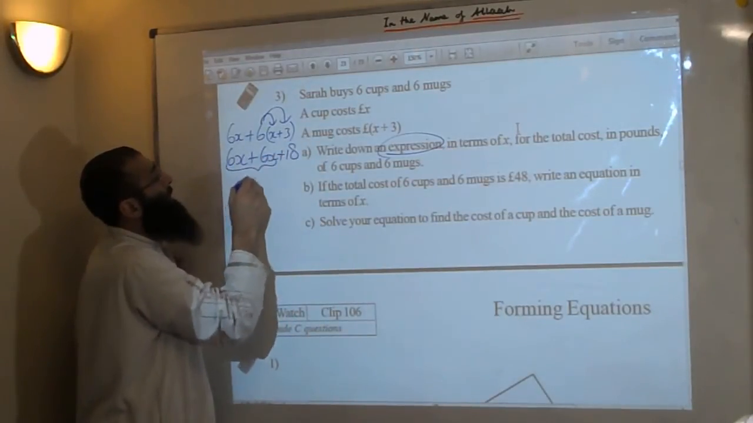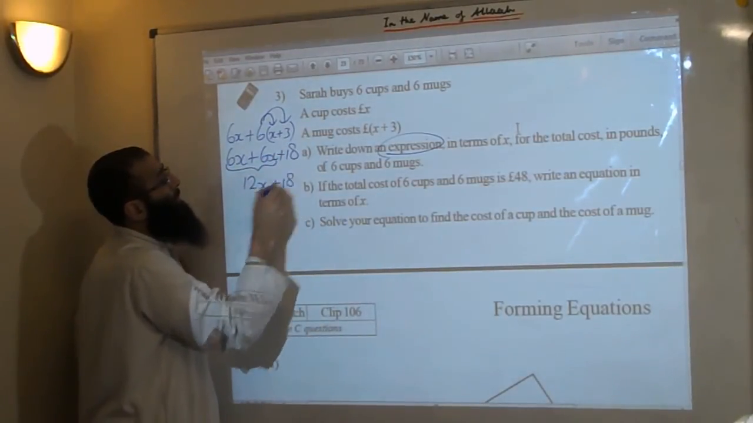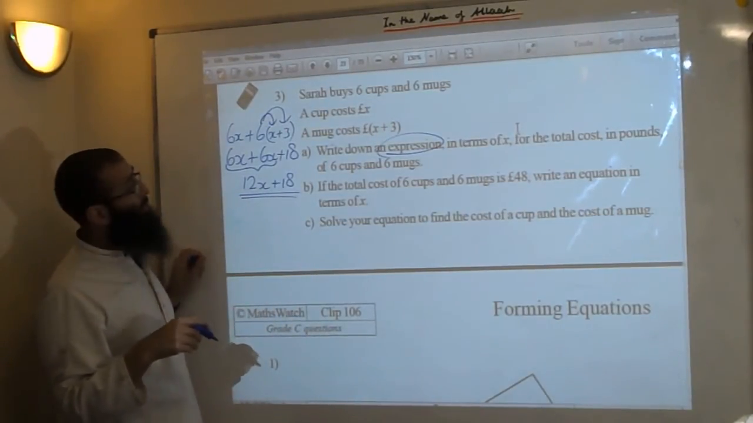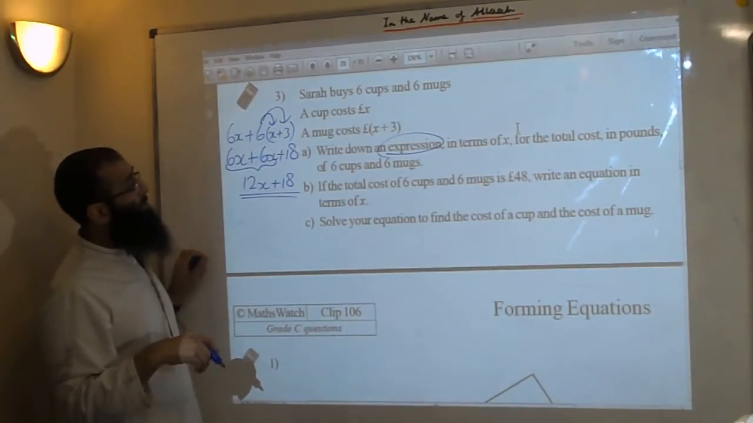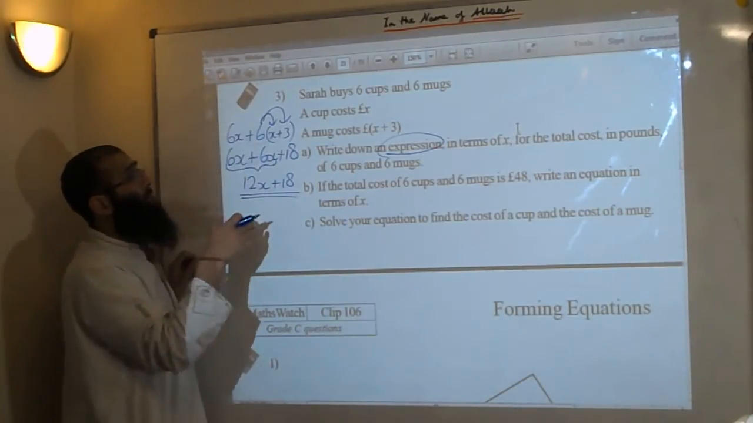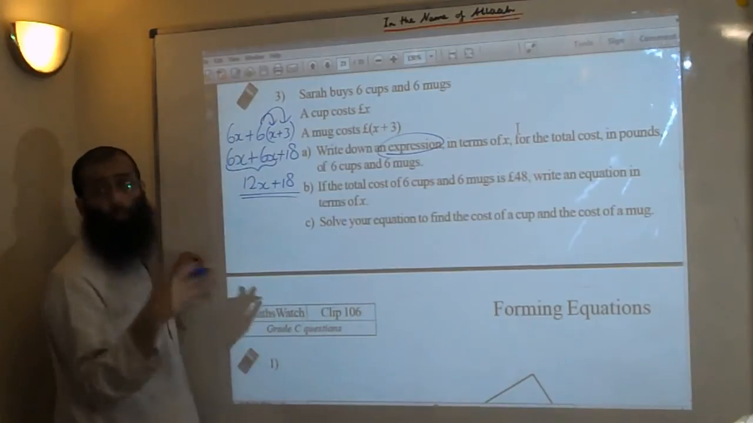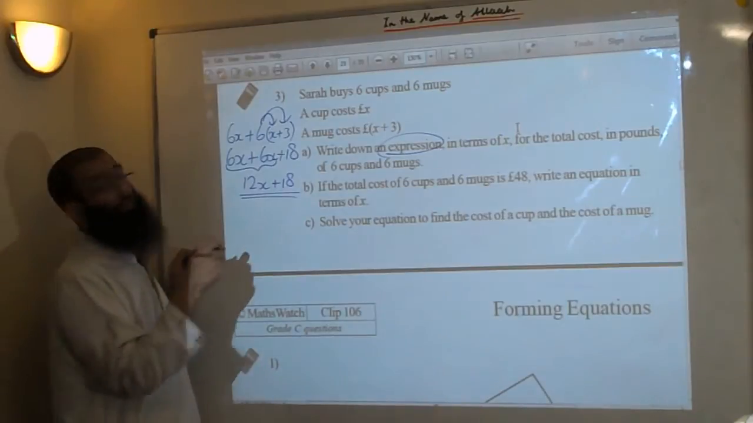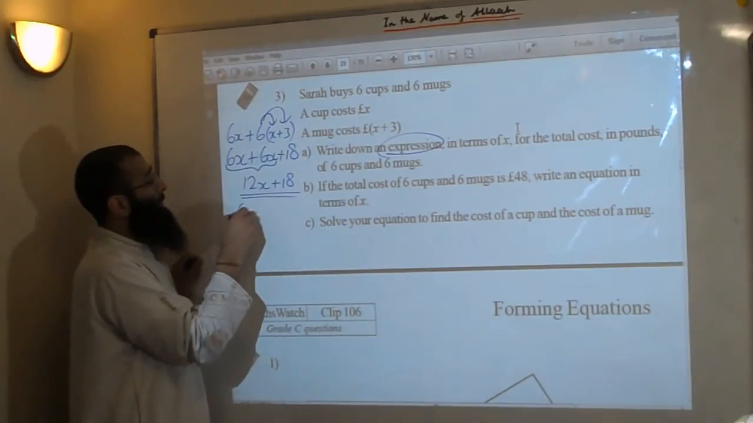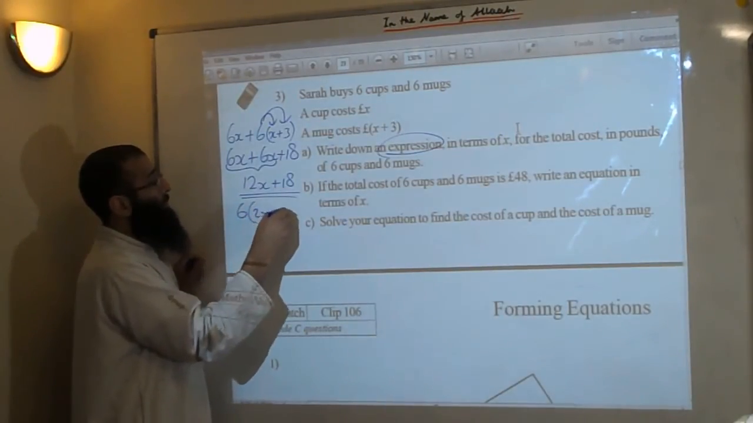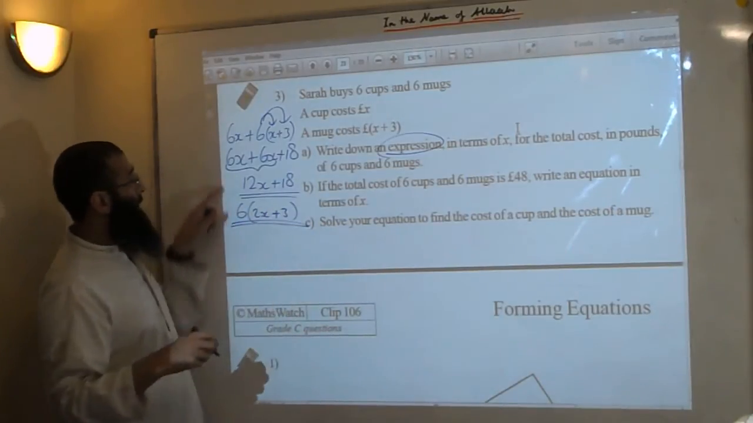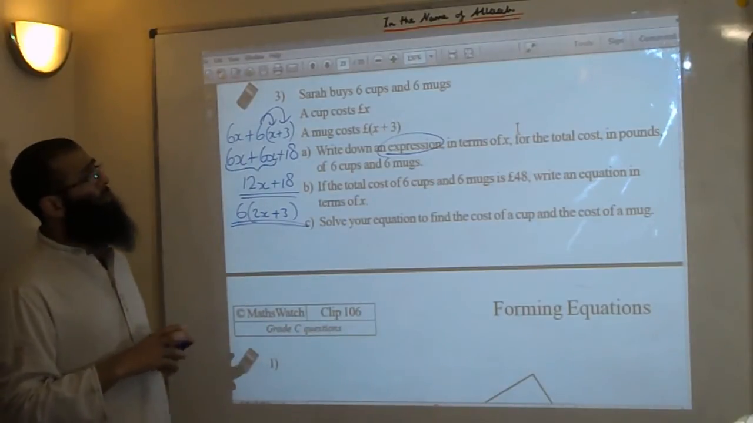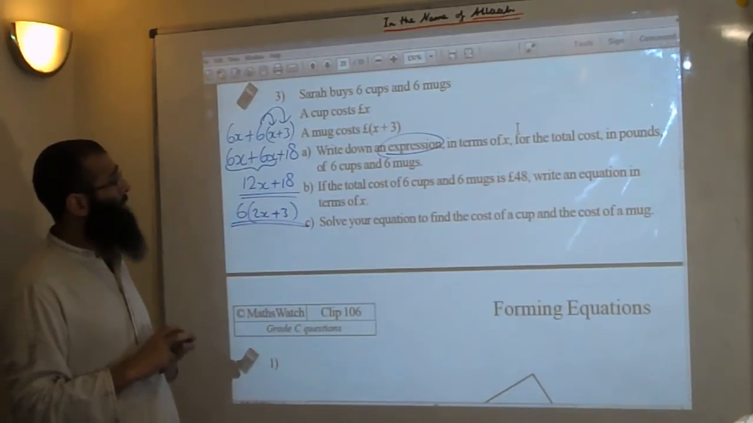So that gives you here. So you multiplied it out. That's an expression. If you wanted to, after multiplying it out and simplifying it, you could possibly refactorize it as well. So here's the highest common factor which you did last week, remember this? The highest common factor here would be 6. Pop the 6 out. So either of these two answers would be lovely for that one. That's the expression in terms of x for the cost in pounds of 6 cups and 6 mugs.